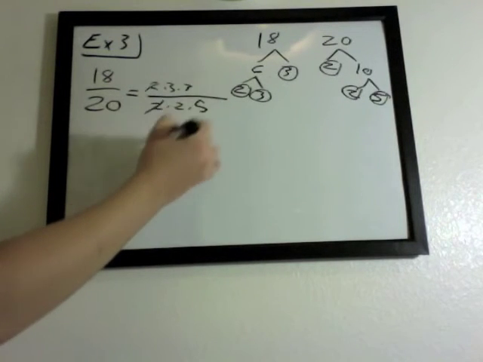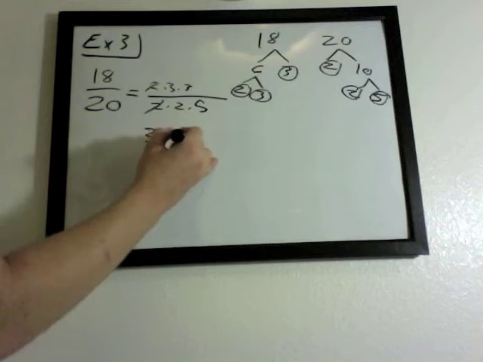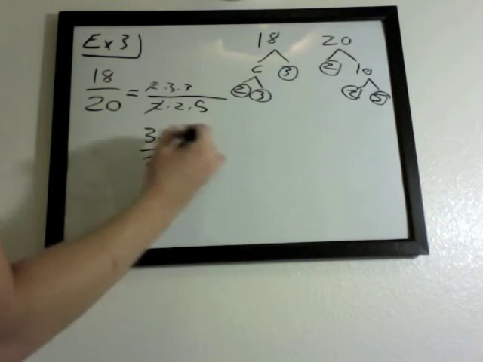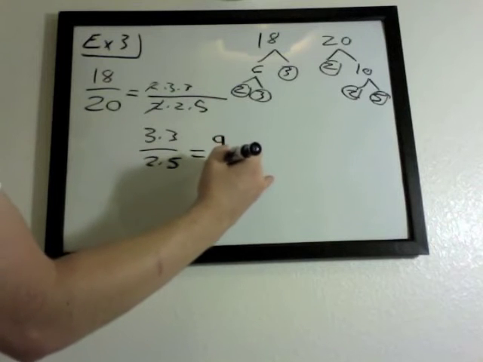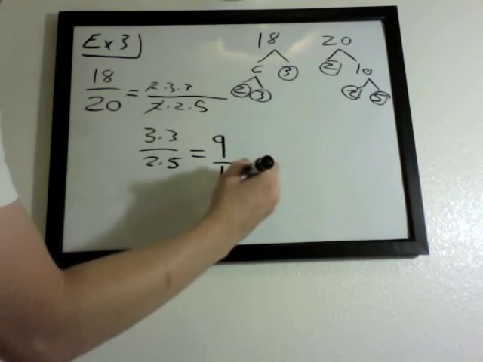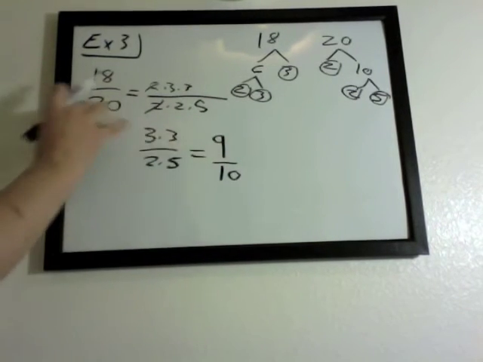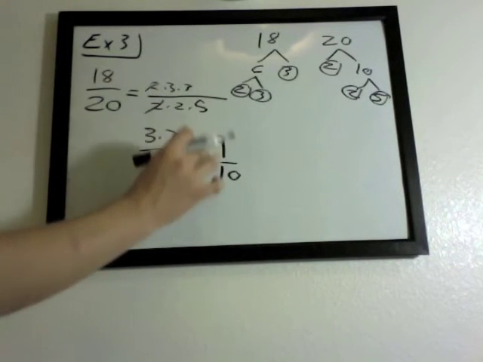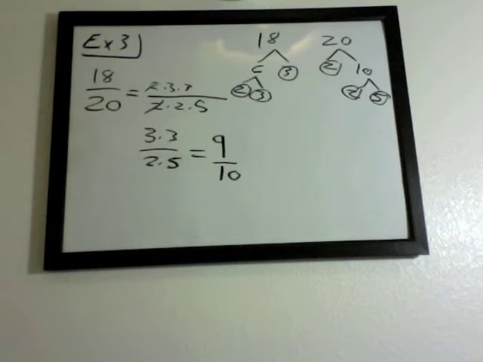So let's bring this one down. 3 times 3 over 2 times 5. 3 times 3 is 9. 2 times 5 is 10. And this is the simplified version of this. So if you need to simplify this fraction, you can do this process and get 9/10.